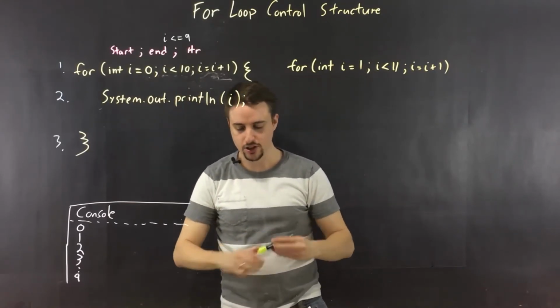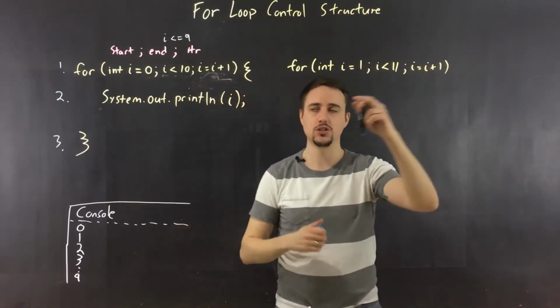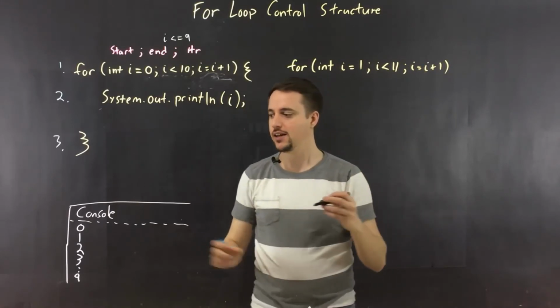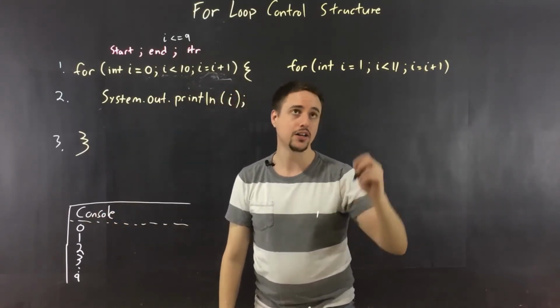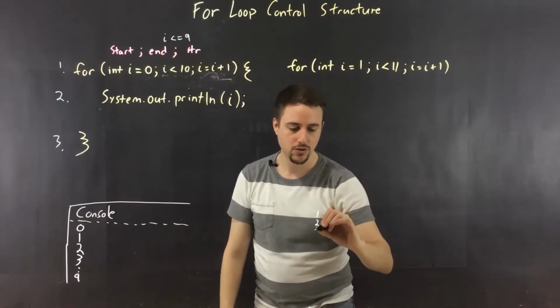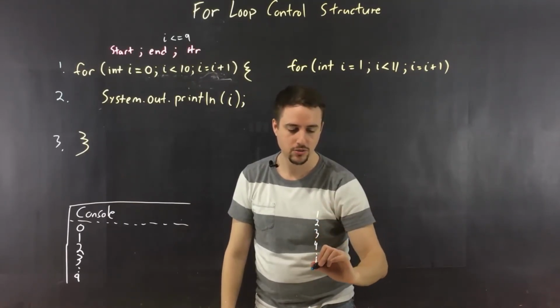So the output to the console in this case, if we were to do the same code over here, copy and paste it, the console in this case would have started at 1, because we started at 1 with i, and then 2, 3, 4, all the way to 10.